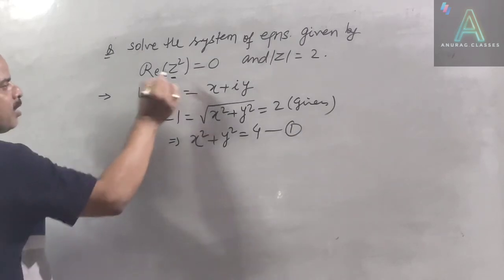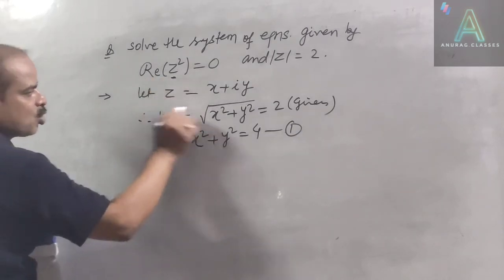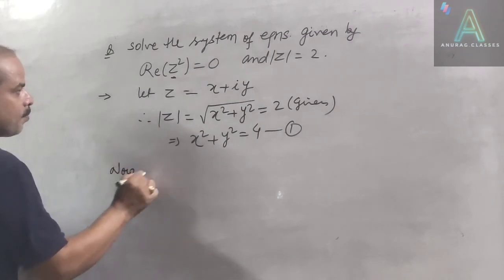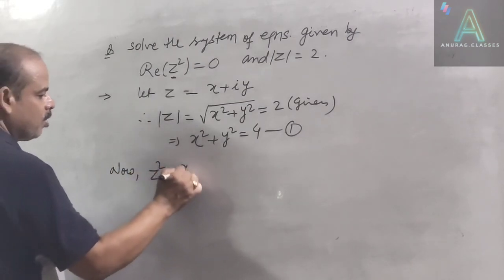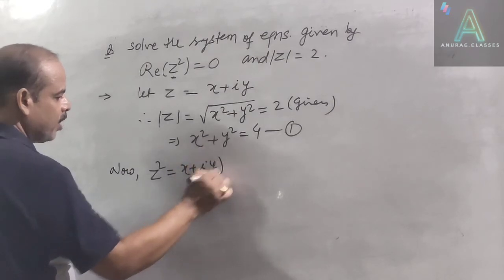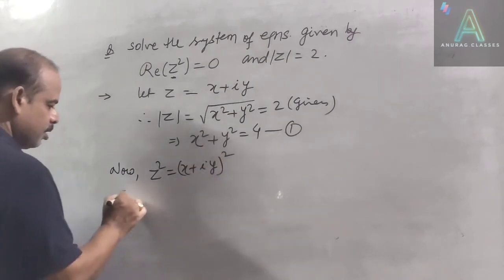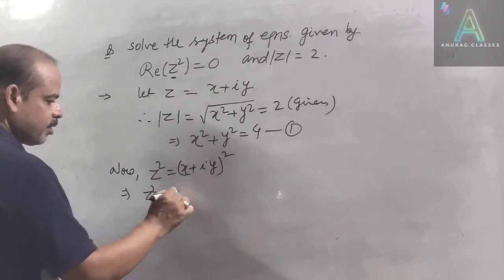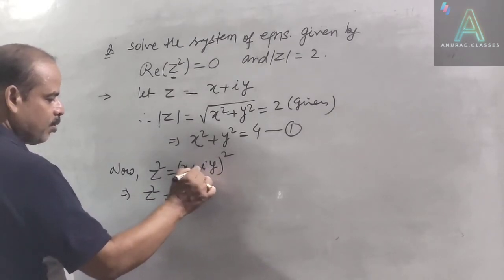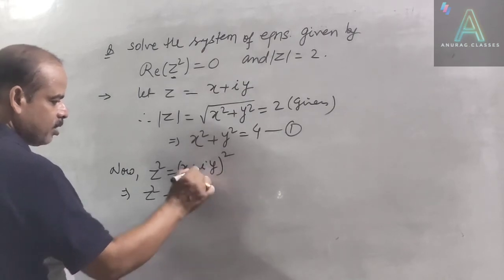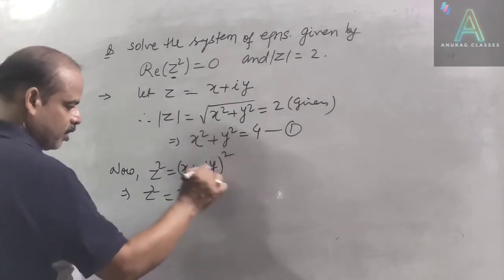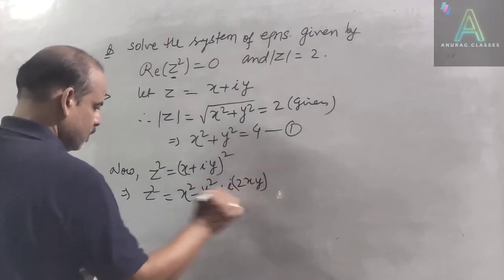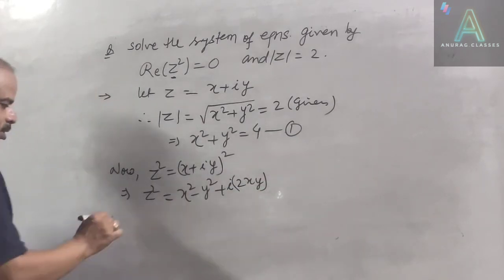Now come to this part, z square. For that, first of all, we have to square it. z square is equal to (x plus iota y) whole square. It will be z square is equal to x square plus iota square y square plus 2 iota xy. Iota square is -1, so it is x square minus y square plus iota 2xy. This is the value of z square.